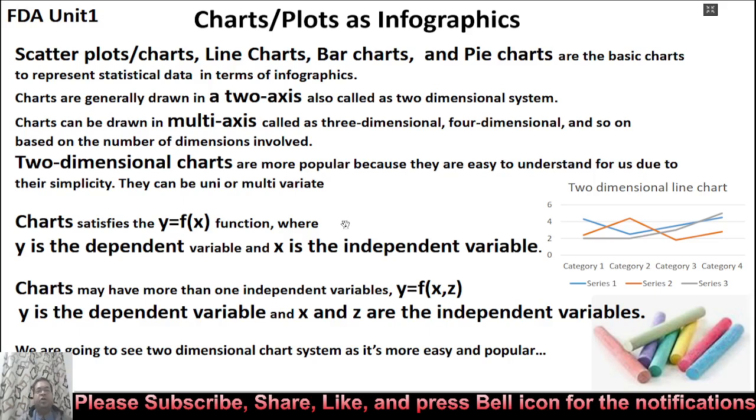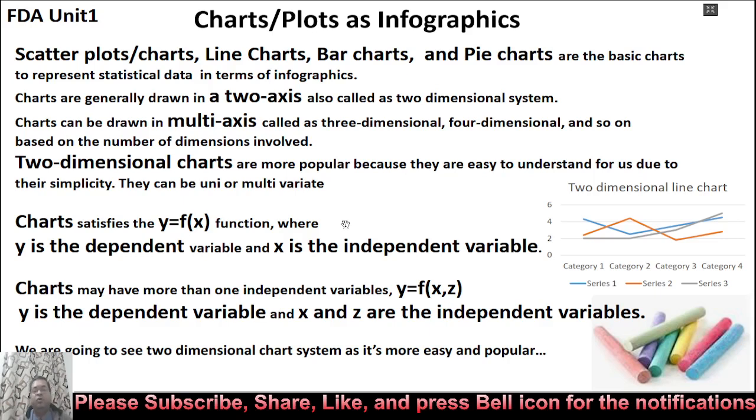Obviously, two-dimensional charts are more popular because they are easy to understand and simple. They can be univariate or multivariate, meaning you may have x1, x2, x3 variables leading to the variable y. Charts generally satisfy a correlation like y = f(x), where y is the dependent variable on the variable x. So y is called the dependent variable, x is called the independent variable, meaning as the values of x change, it shows how y changes.